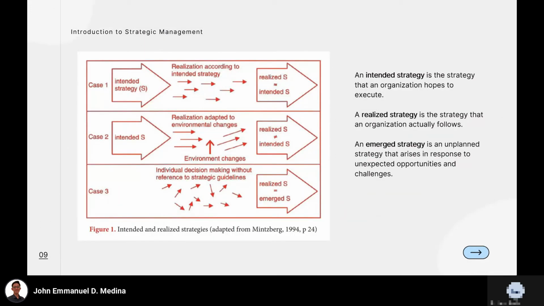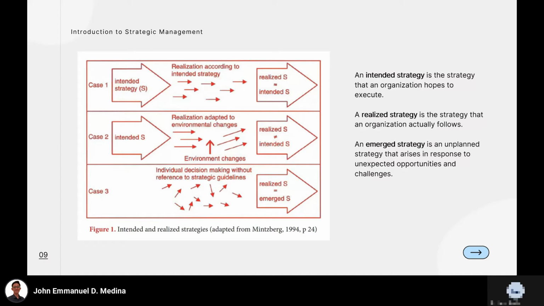The figure presents the intended, realized, and emerged strategy. An intended strategy is the strategy that an organization hopes to execute. Intended strategies are usually described in detail within an organization's strategic plan. A realized strategy is the strategy that an organization actually follows.